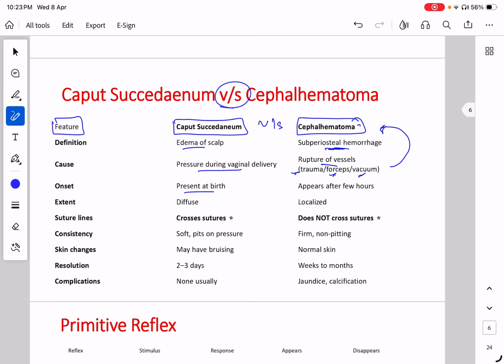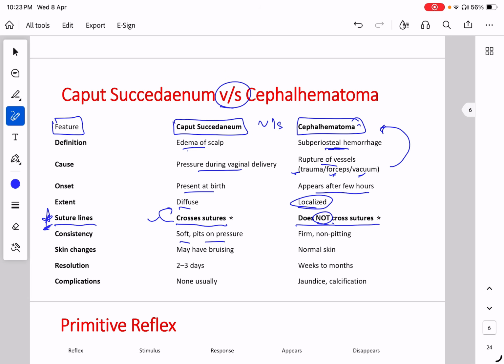Onset: caput is present at birth, but cephalhematoma appears after a few hours. So you are attending a delivery and you get a newborn child just delivered and having some edema of the scalp, so you should suspect caput. And extent: caput is diffuse while cephalhematoma is localized. So the very important point, which is a favorite MCQ, suture lines. Caput crosses suture lines because it is diffuse, while cephalhematoma does not cross suture lines.